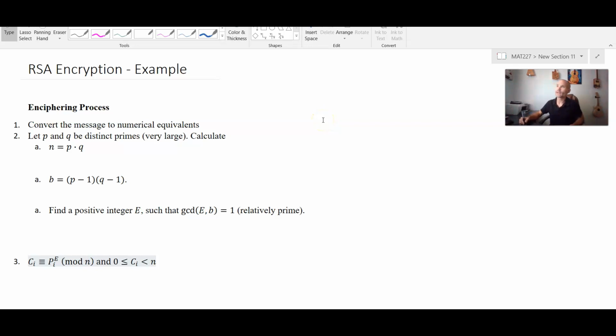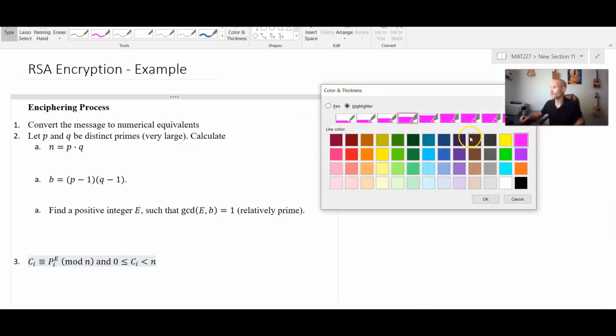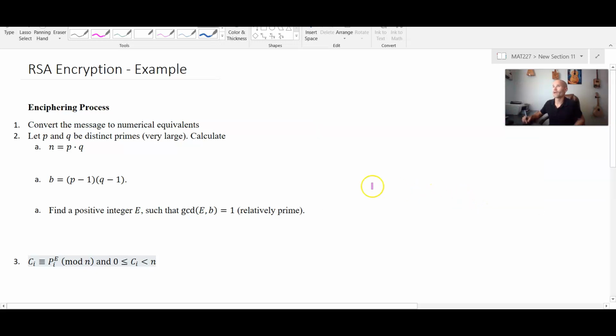We're now ready to take a look at an example of RSA encryption. This process does take a little bit of time, but it utilizes all of the tools that we have gathered so far. So first of all, let's go ahead and start with a message, and let's just say that our message P is going to be 8.